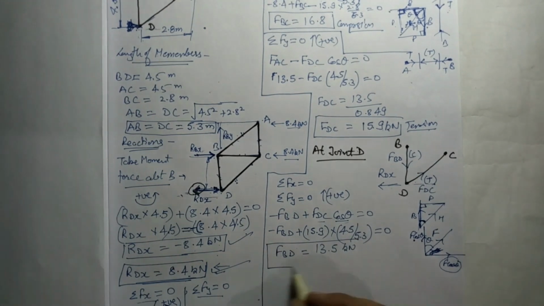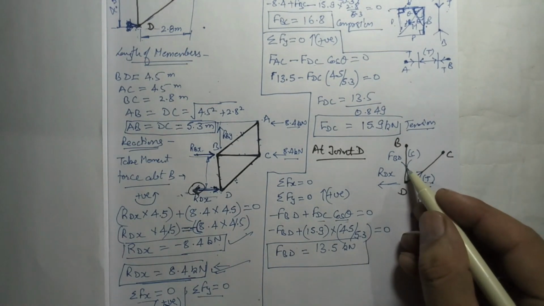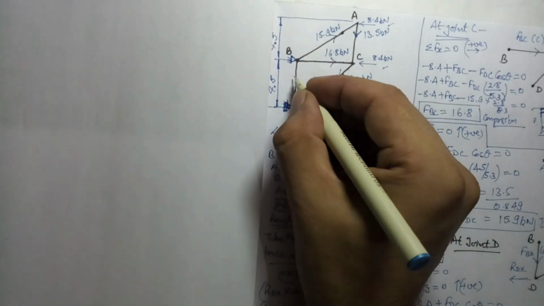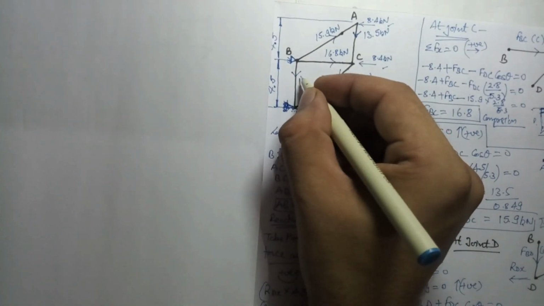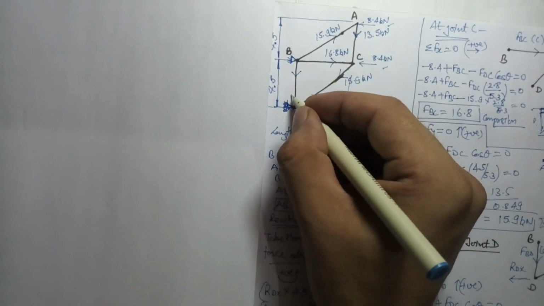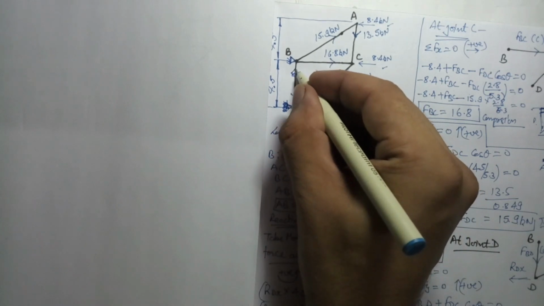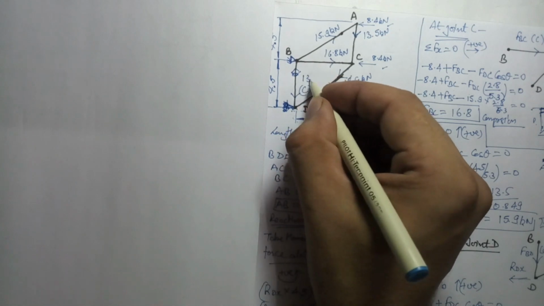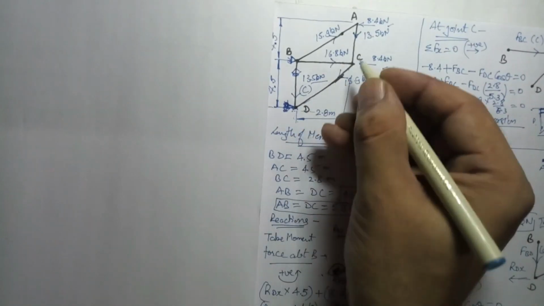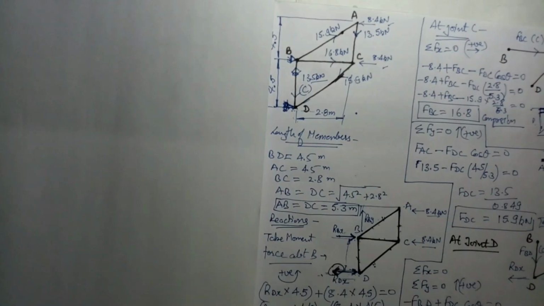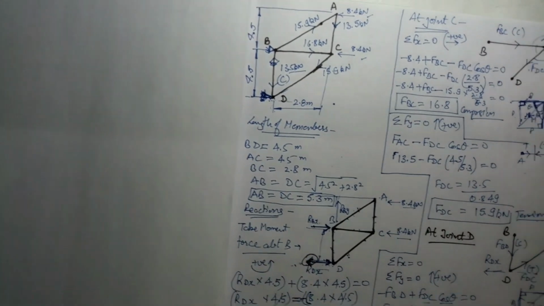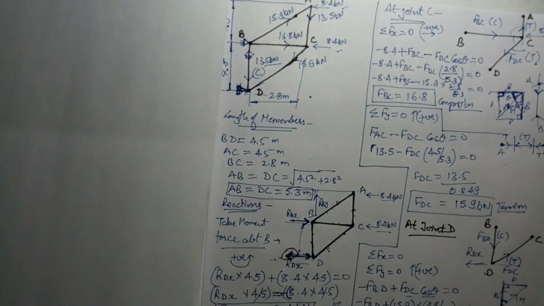So it means our assumed direction of FBD compression is correct. So here I'm getting the value for this compression, it will go like this, so it will be compression, and value is 13.5 kilonewton. So in this way we can find out all the forces. In exam you can just make a table, or you can highlight the values of all the forces so that they can match the answer.